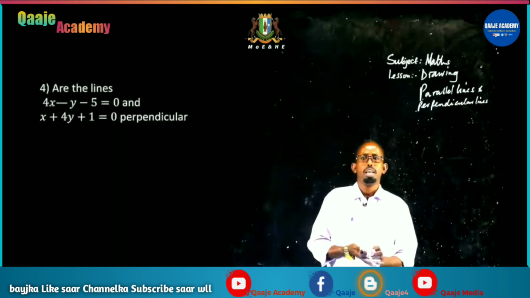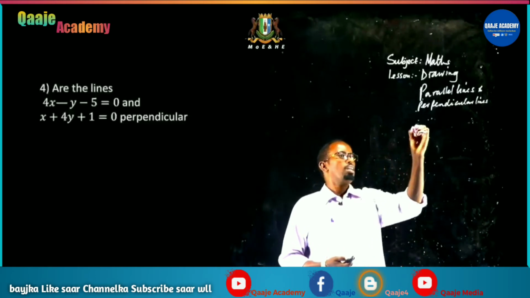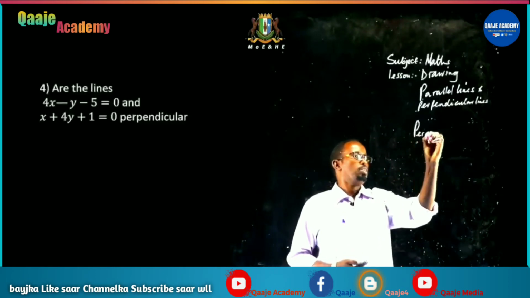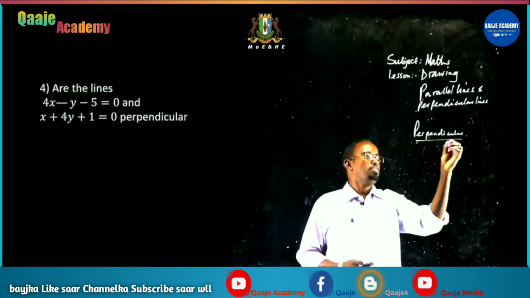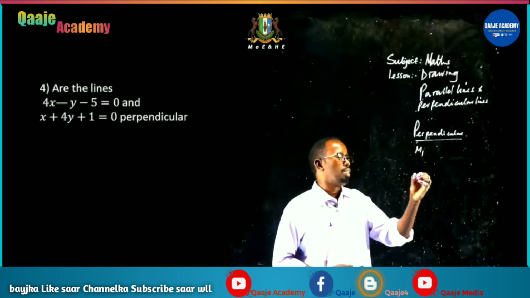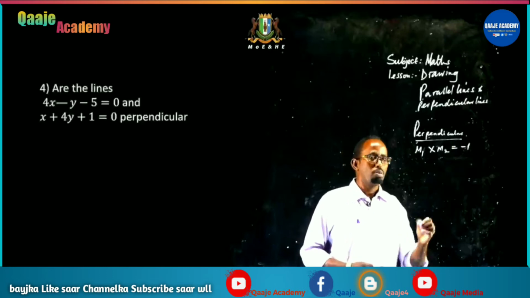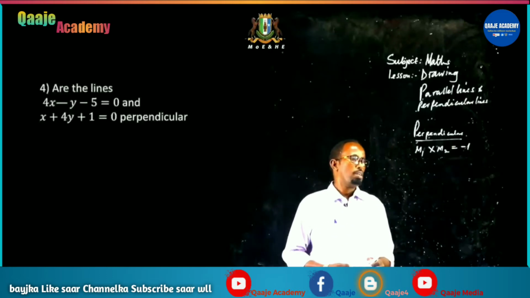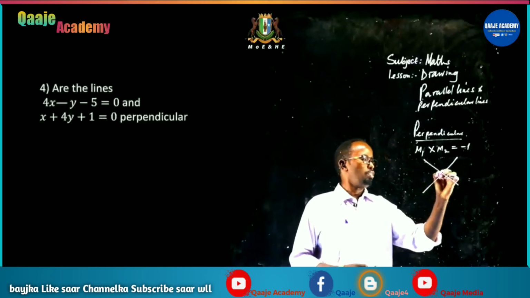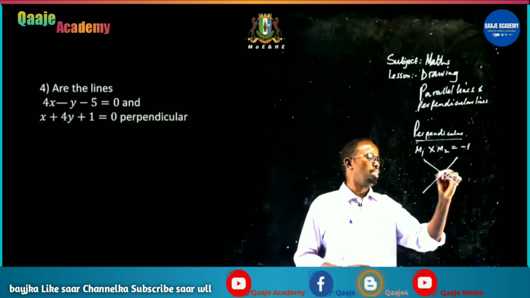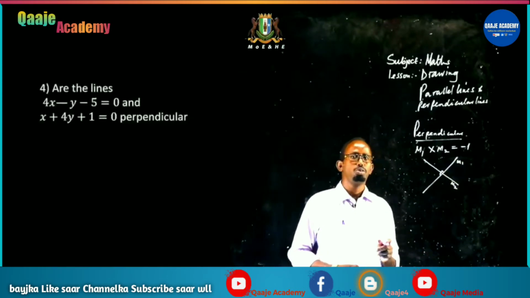Next, are these lines perpendicular? Now, two lines are perpendicular if, for example, the gradient of the first line multiplied by the gradient of the second line is equal to minus 1. So that is a perpendicular line. We have one line intersecting another line, which is where 90 degrees is. So m1 multiplied by m2 must be equal to negative 1.